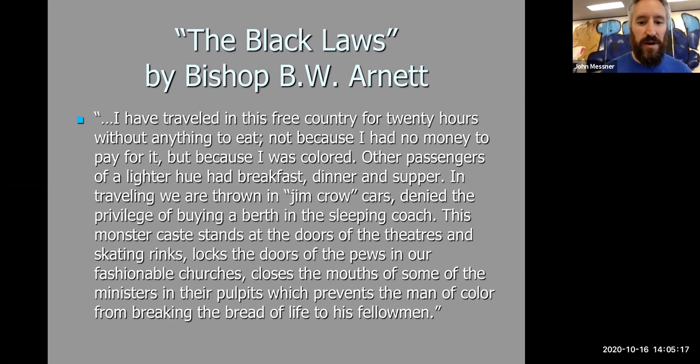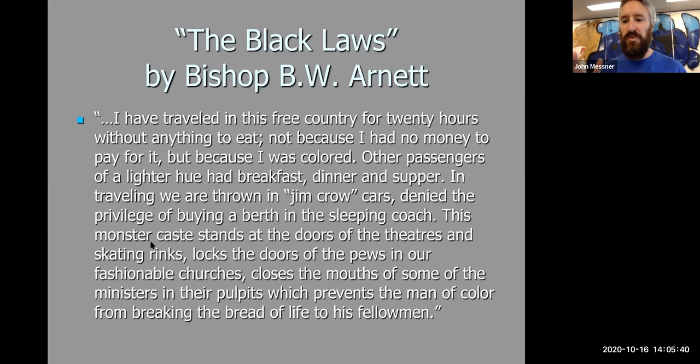In traveling, we are thrown in Jim Crow cars, denied the privilege of buying a berth in the sleeping coach. This monster caste stands at the doors of the theaters and skating rinks, locks the doors of the pews in our fashionable churches, closes the mouths of some of the ministers in their pulpits, which prevents the man of color from breaking the bread of life to his fellow men."